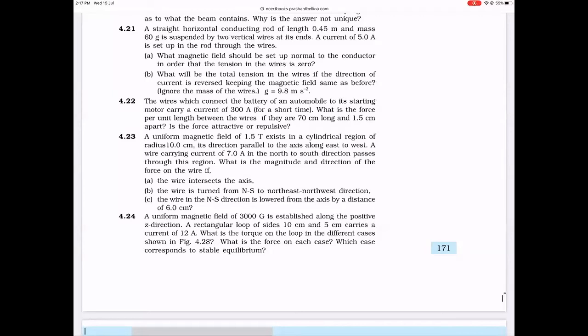So now there is no electrostatic force, but there is gravitational force. So on one side you have BIL, on one side you have mg. So if BIL is equal to mg, the net force will be 0. So B is equal to mg by IL. So you know mg, you can work out IL. What will be the tension if the direction of the current is reversed? So now it will become 2 mg. So you can find out.